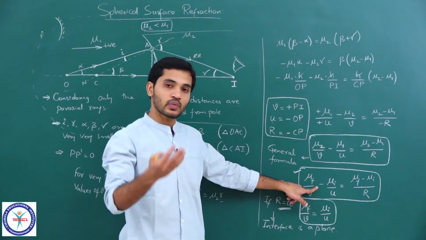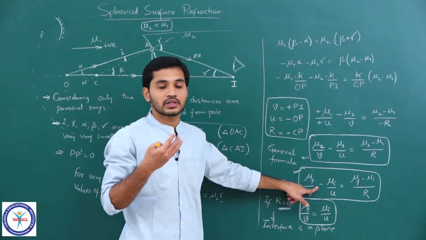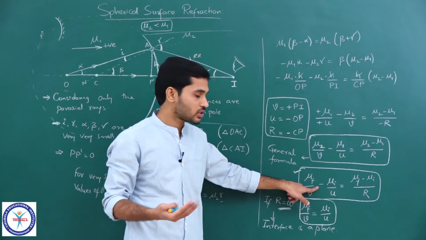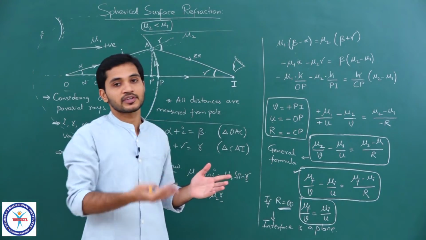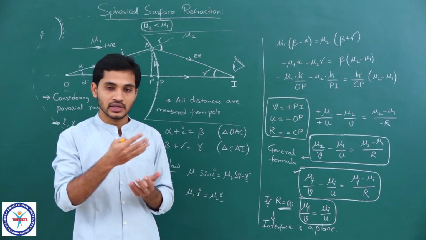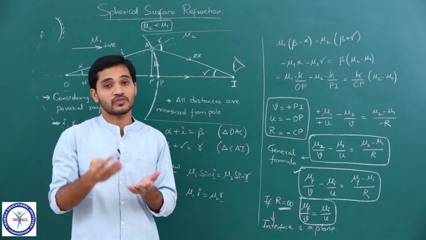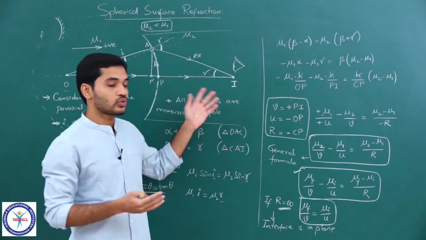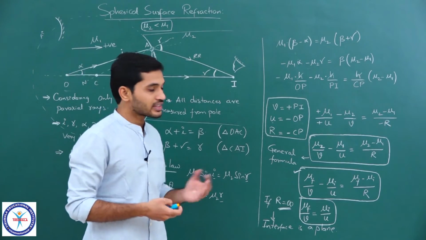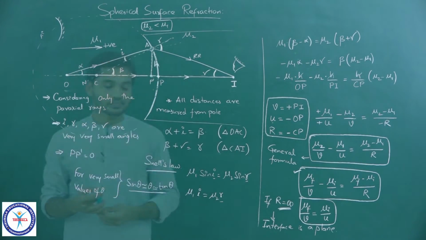So, this is how we find the image whenever we have a surface in the form of a sphere separating two different media. Clear? So, we will see some applications of this.